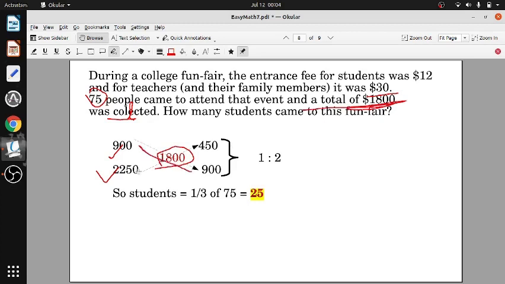So crosswise difference gives in what ratio the teachers and students are there. This is 900, the difference is 450. So the ratio is 450 is to 900, or cut the 0, 45 is to 90, or 1 is to 2. Now remember, this is student and this is teacher. So 1 is to 2 would mean 1 by 3 of the total would be students and 2 by 3 would be teachers. So how many students? 1 by 3 of 75, that is 25 students. And if you want teachers, 2 by 3 of 75, 50 teachers.